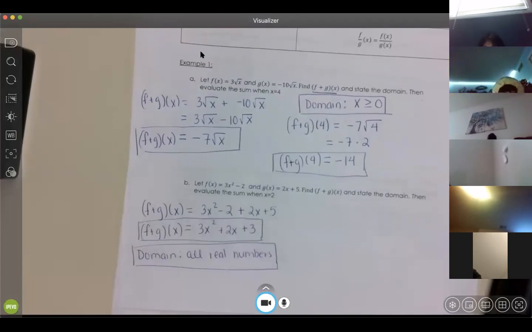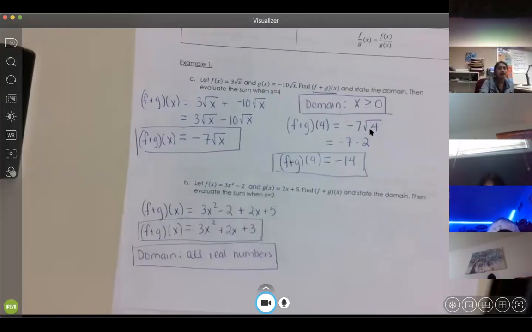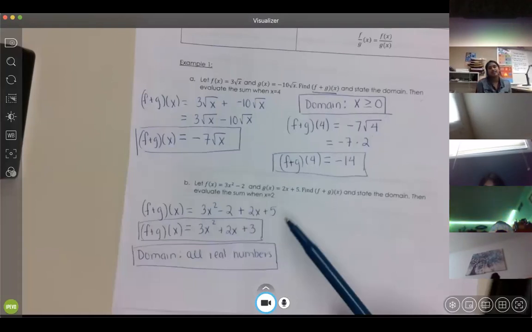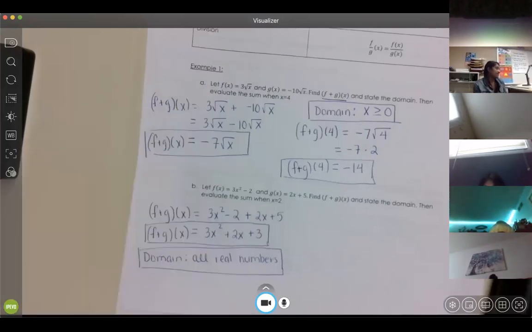All right, the last part, we have to evaluate the sum when x equals 2. So I'm going to go ahead and call on someone to help me out with this. How can I evaluate the sum when x equals 2? What do you have for me, Layla? What did you say? How do I evaluate the sum when x equals 2? Like for the first example, what did I do when I had to find the sum when x equals 4? What did we do with the 4?